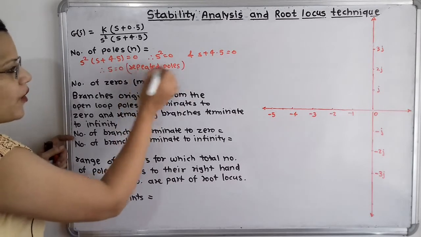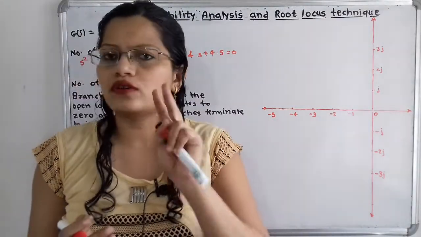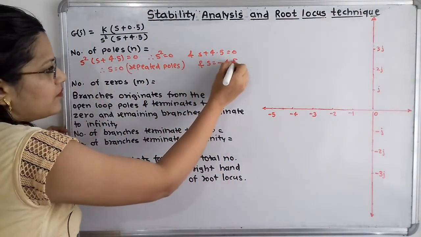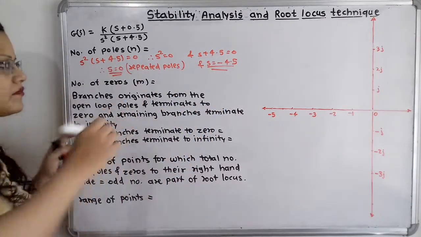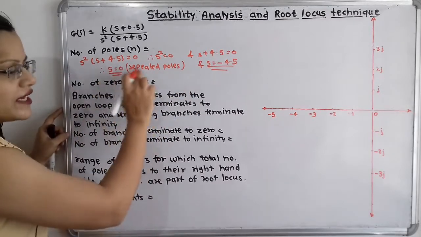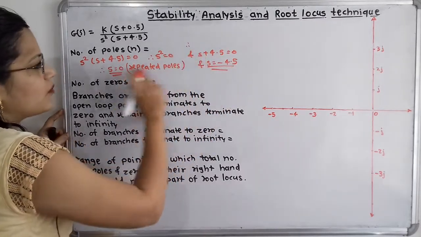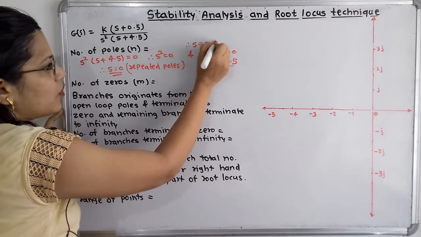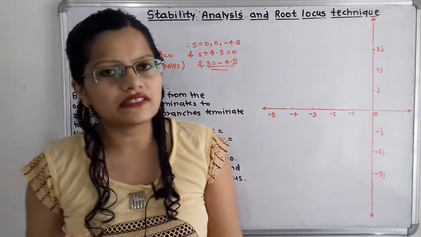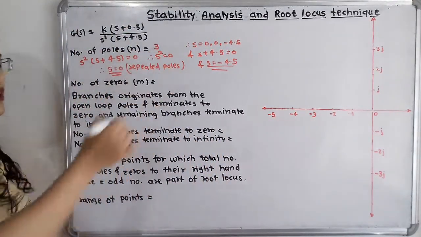Because at this 0 point there are 2 times of s, that is 2 roots are there. So we have to draw here 2 poles. And here s = -4.5. So these are the roots. Here in brackets I have written repeated poles. You can also write s = 0, s = 0 and s = -4.5. So from all this we can write s = 0, 0, -4.5. So there are a total of 3 roots. So we can say that the number of open loop poles, notation n, is equal to 3.